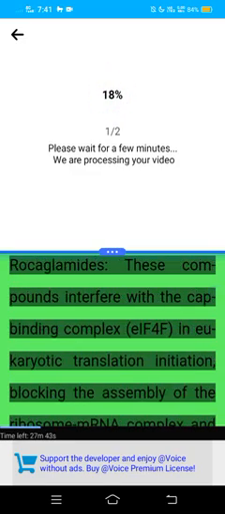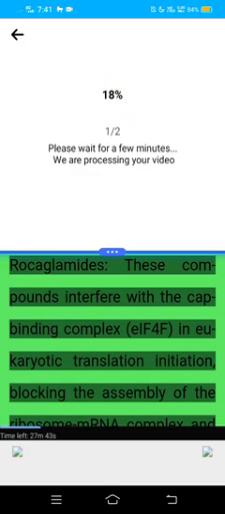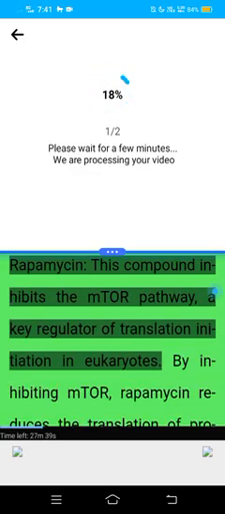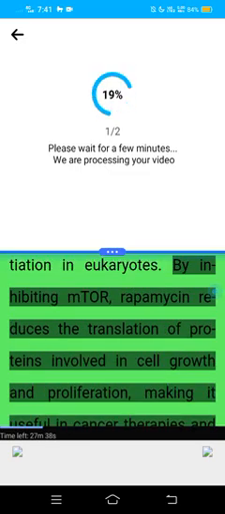Rocaglamides. These compounds interfere with the cap-binding complex eIF4F in eukaryotic translation initiation, blocking the assembly of the ribosome-mRNA complex and initiation of translation. Rapamycin. This compound inhibits the mTOR pathway, a key regulator of translation initiation in eukaryotes. By inhibiting mTOR, rapamycin reduces the translation of proteins involved in cell growth and proliferation, making it useful in cancer therapies and immune system regulation.